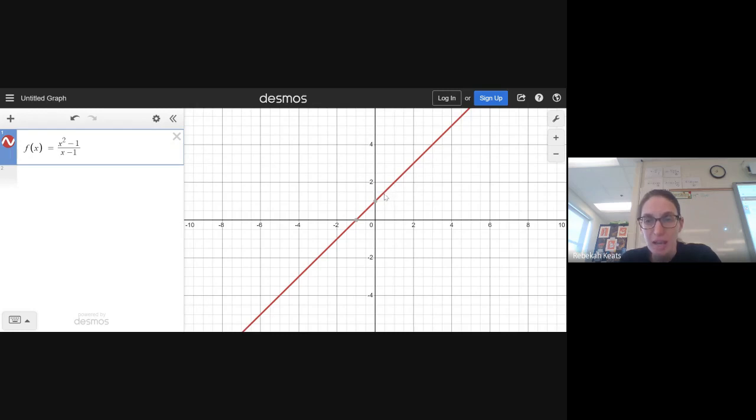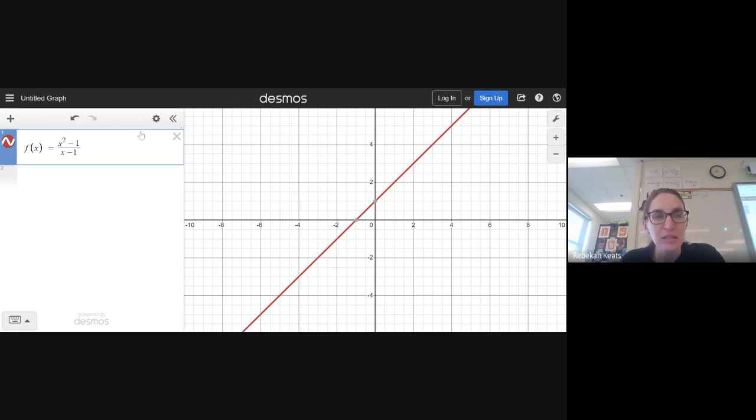But if we carefully look at what happens to this graph at the point 1, you'll notice that it creates an open circle, indicating that at that particular point, our function is undefined. Desmos doesn't typically show your points of discontinuity, so just be mindful of that. But it will show it that way.